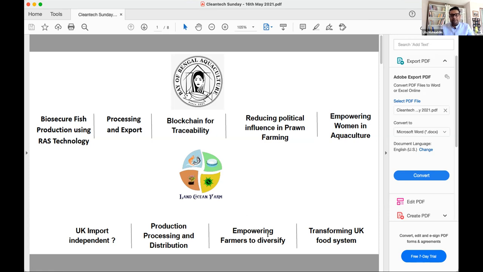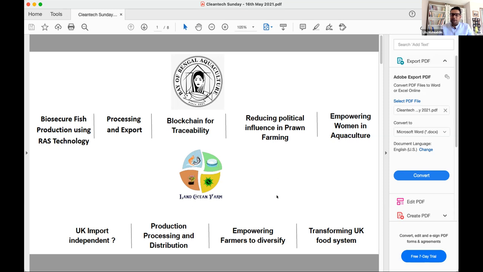The next thing is, in the UK, the farmers are struggling very much. So can they diversify by using recirculating aquaculture technology with a smaller tank, which can produce a maximum of 10 tons per year? And as chefs, we need to play our role to transform the UK food system, which the UK government has already started a campaign on, and I'm going to come back to that later.